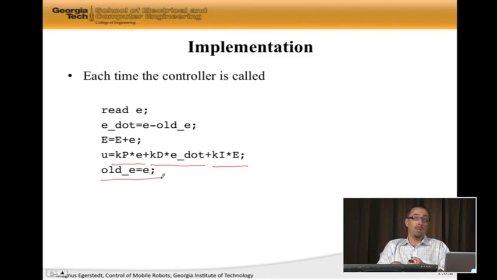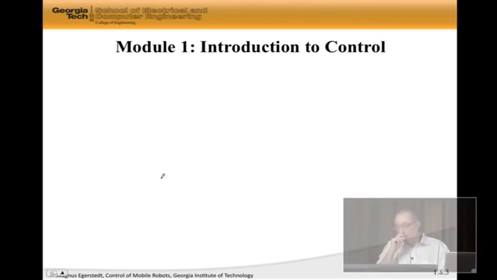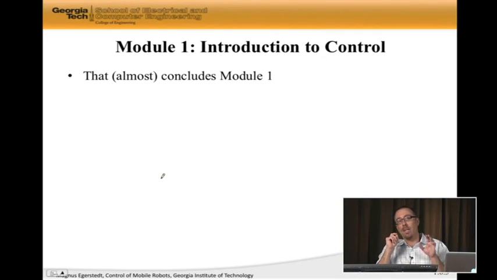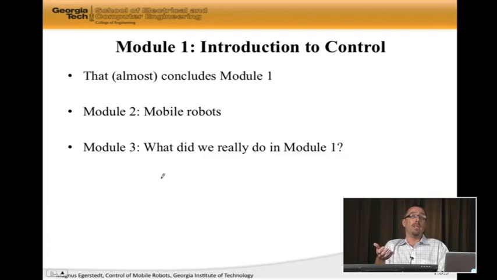So let's do it. Okay, I want to point out again that the coefficients include the sample times. I pointed that out already. Before we do it, though, I want to say that that's almost the end of Module 1. In Module 2, we're going to go robotics, in the sense that we're going to see how to relate some of these initial concepts to robotics. But in the interest of full disclosure, we actually don't know why anything we did in Module 1 actually worked. So in Module 3, we're going to revisit what we did here in a much more systematic way. Okay, that's enough chit-chat.